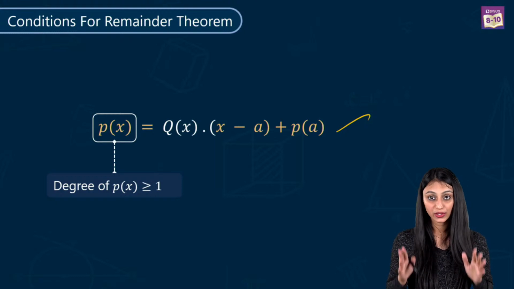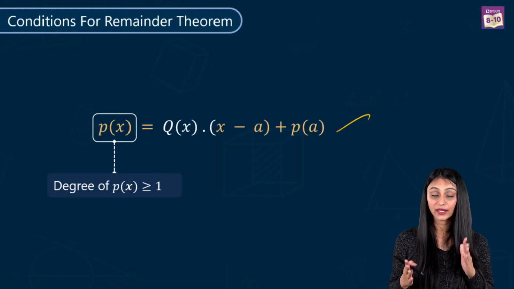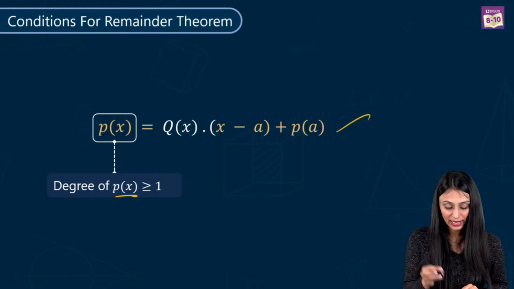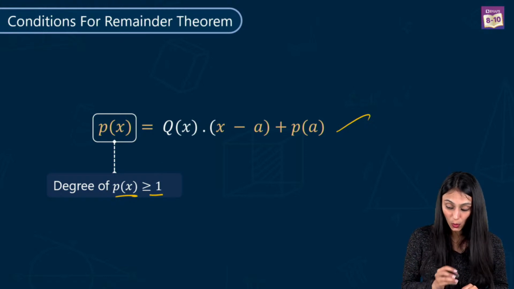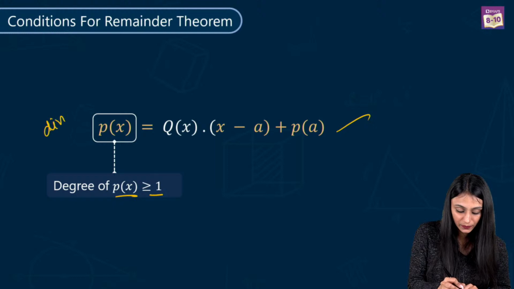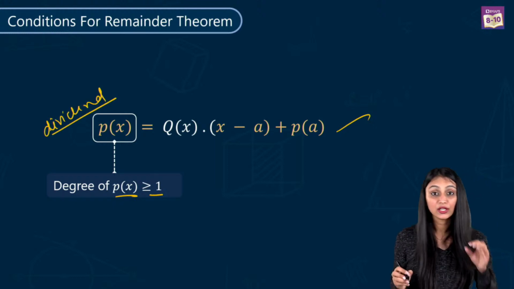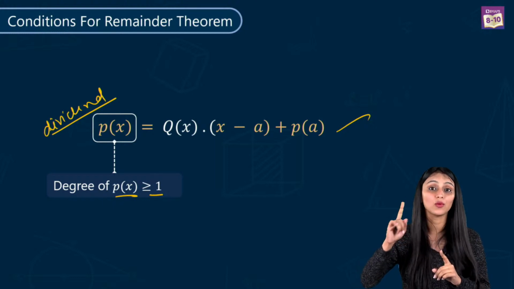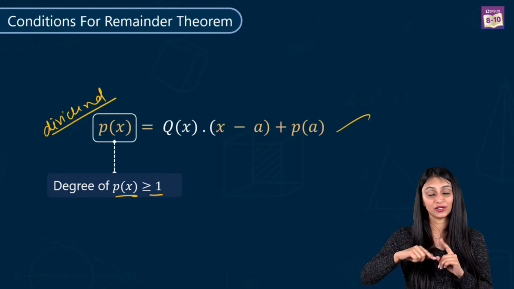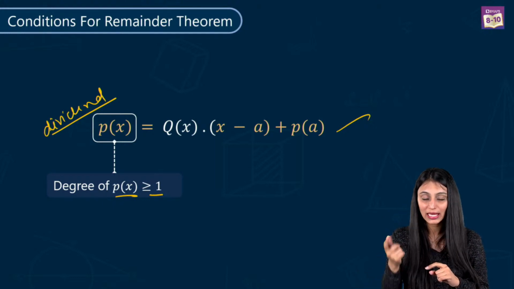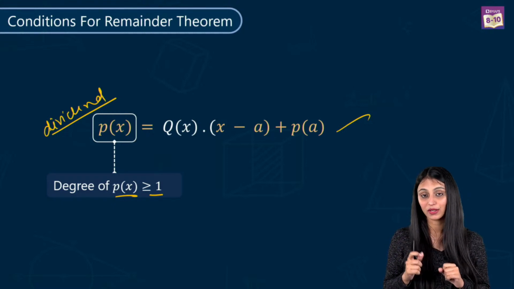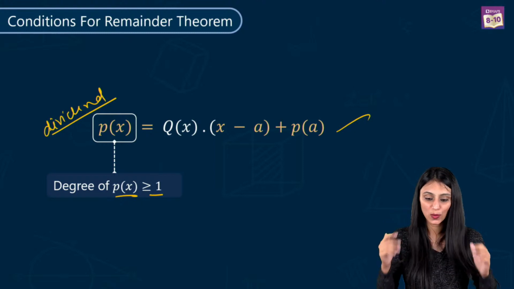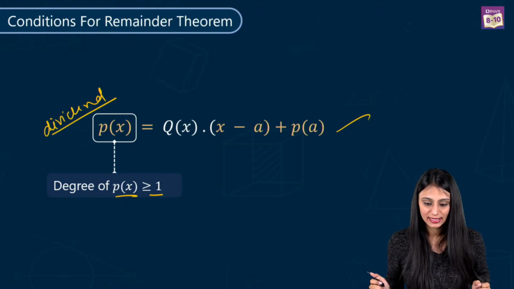You should remember this, because in grade 10th also you are going to use it. The degree of p(x), the polynomial in x, should be greater than or equal to 1. We are talking about the dividend over here. The degree of the dividend should be greater than or equal to 1, so it can be equal to 1 or more than 1. It cannot be negative, because then it will no more be a polynomial. It cannot be 0 also, because if the degree is 0, that means it is a constant, and there is no variable.